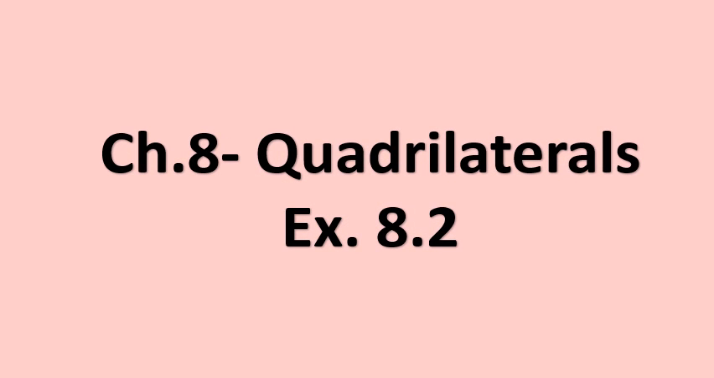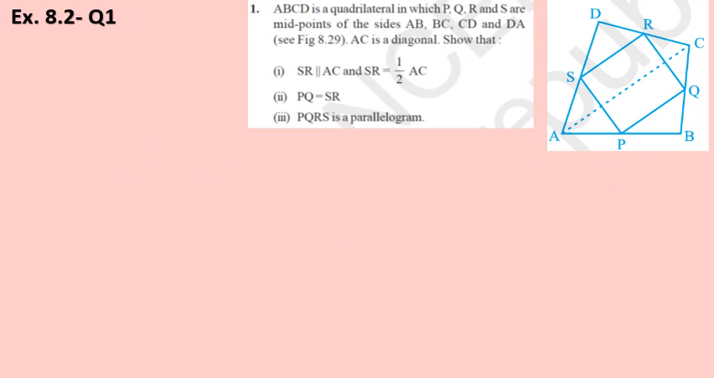Exercise 8.2. Question number 1. ABCD is a quadrilateral in which P, Q, R, S are midpoints of the sides AB, BC, CD and DA. And AC is a diagonal. Show that SR is parallel to AC and SR is equal to half AC.